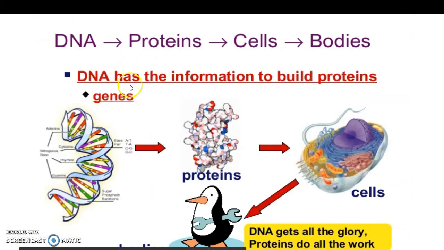Wait, one last thing I forgot. Okay, I had one more slide. So the DNA is our genetic material. DNA codes for the proteins. And remember, proteins are what cause all those traits you can see that make up our cells, that make up our bodies. All right, goodbye.